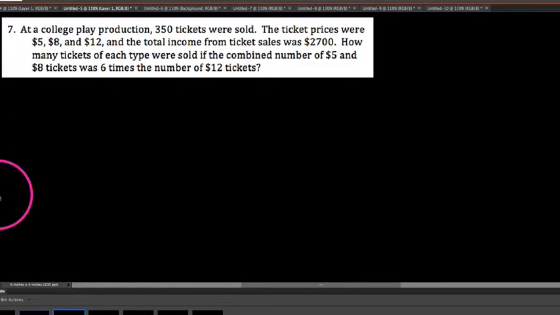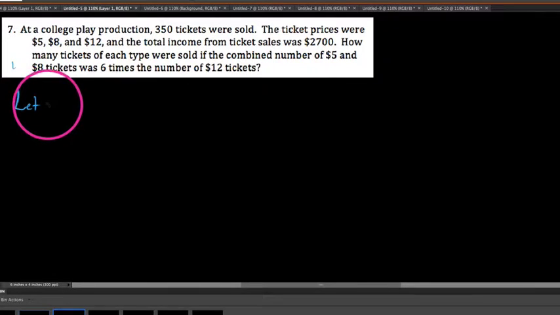And so starting here, it says that at a college play production, 350 tickets were sold. The ticket prices were $5, $8, and $12, and the total income from ticket sales was $2,700. So it asks how many tickets of each type were sold if the combined number of $5 and $8 tickets was 6 times the number of $12 tickets. So answering this question, the question really is asking how many of each type of ticket were sold.